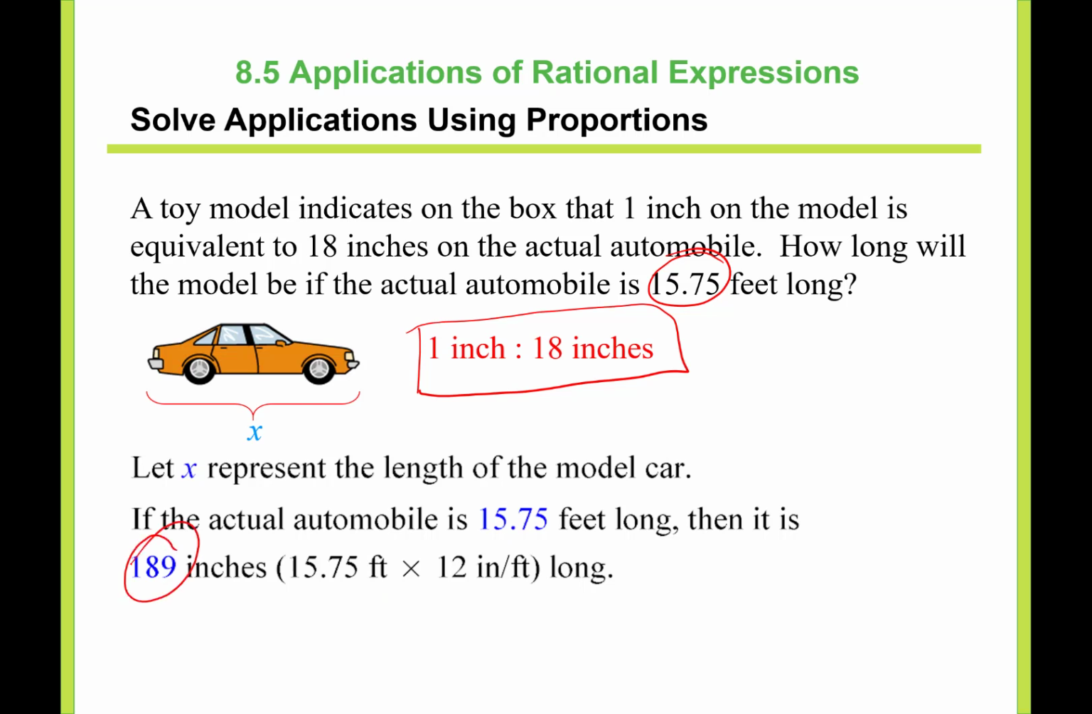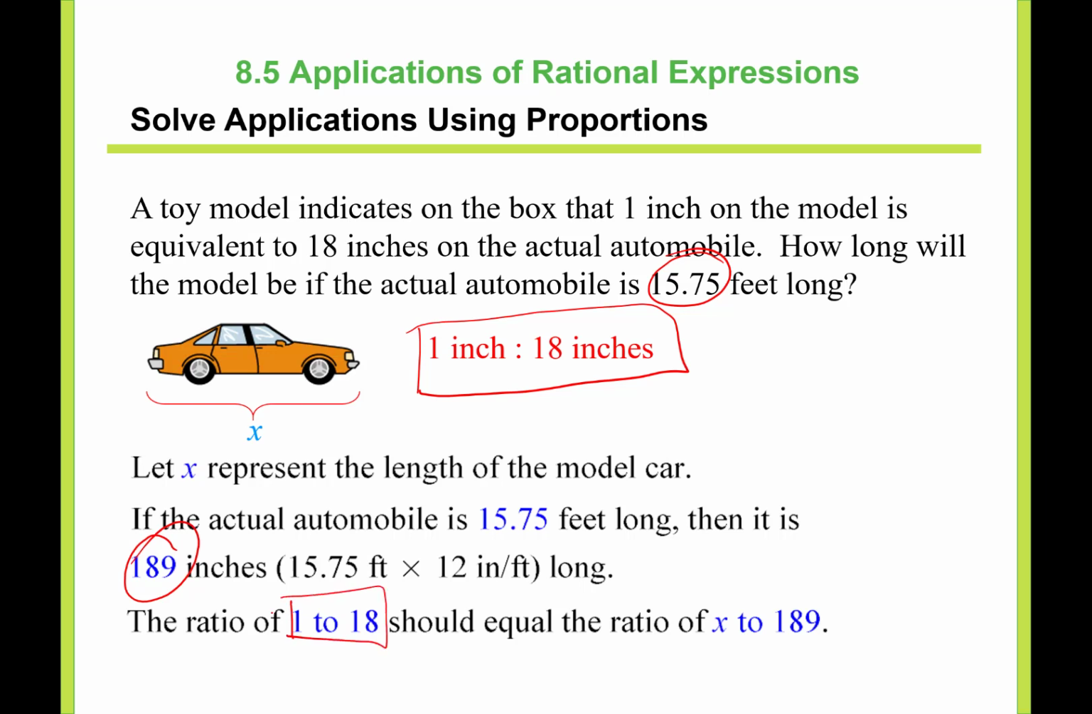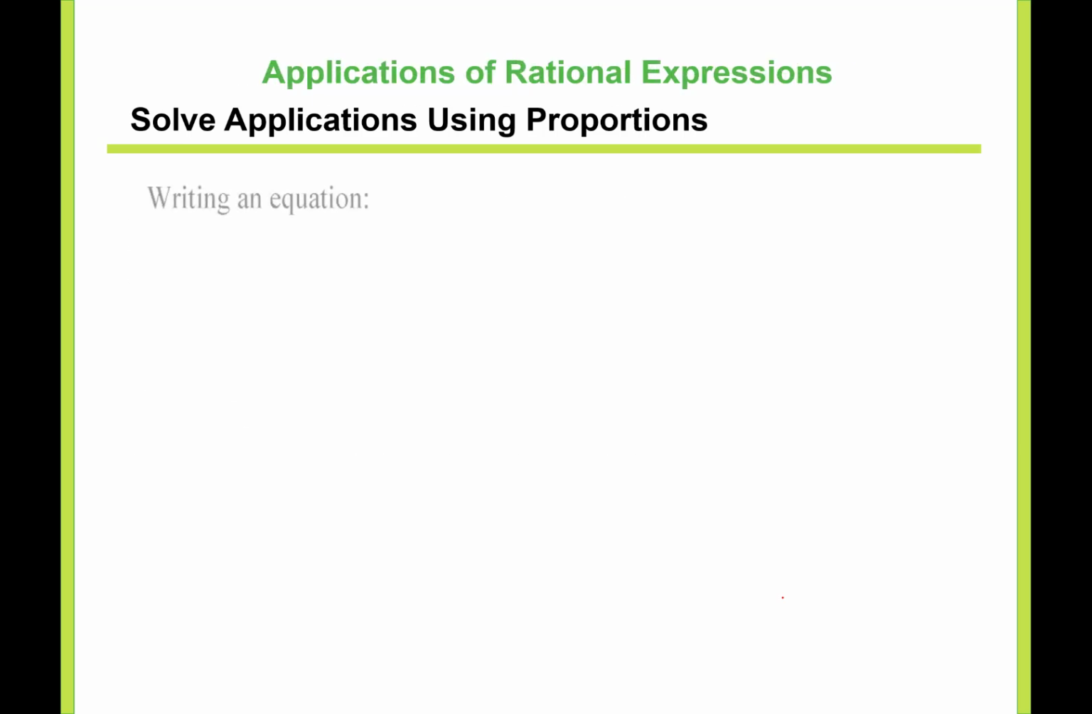Looking at this problem, if I call the length of the model x, this is the unknown right here, and this is what we're trying to find. To find it, I'm going to use the ratio as follows. If I know that the actual length was 189 inches, I can use the ratio that was given. It is 1:8, and whatever the model is, it's going to be x to 189 to get that ratio. So doing that, I formulate my equation. Very simple. 1:8, that's the ratio, and the model is going to be x to 189.